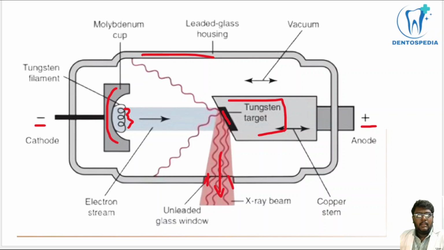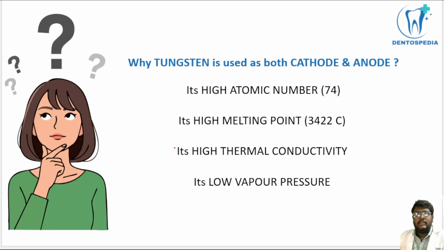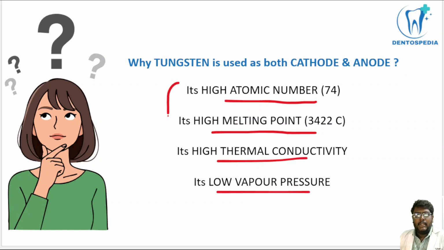Okay, and why is tungsten used as both cathode and anode? So there are mainly 4 reasons. It has a high atomic number, that is 74. It has a high melting point, that is about 3422 degrees Celsius. It has high thermal conductivity and low vapor pressure. So these are the reasons why tungsten is used as both cathode and anode.